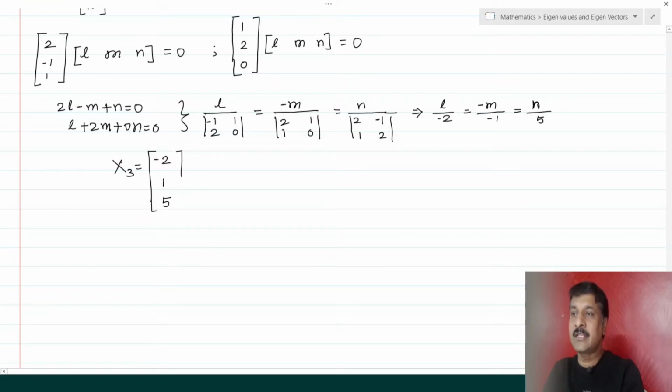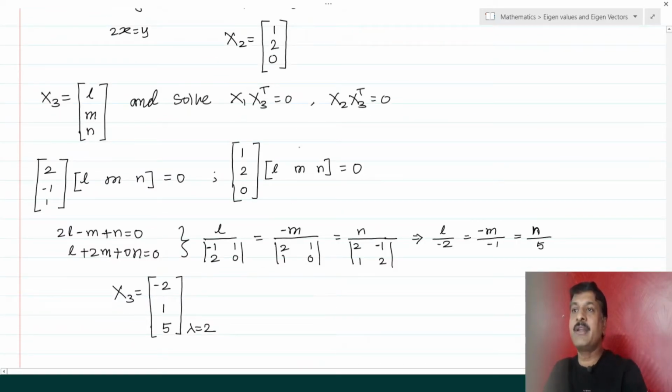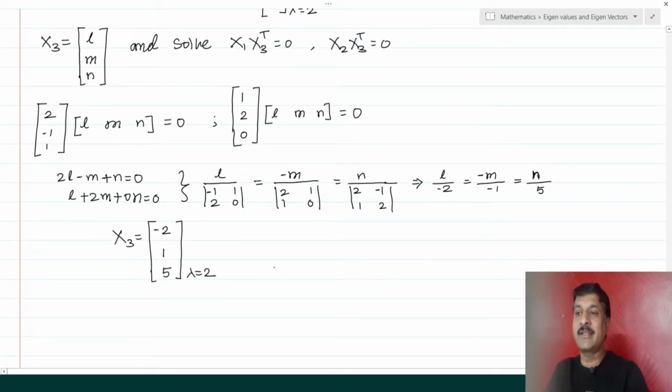So this is corresponding to lambda equal to 2. So we have two eigenvectors corresponding to lambda equal to 2. So the first, second and third eigenvectors are there, which is your required answer.